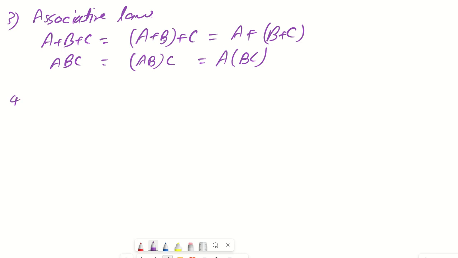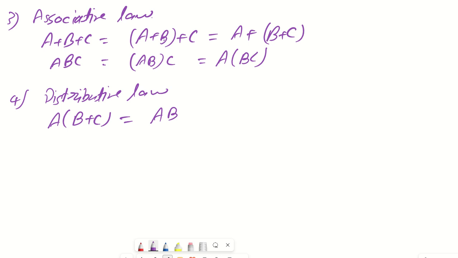The very important thing is the distributive law. In the distributive law, what is going to happen is, let us say A is multiplied with an expression of B plus C. So this can be equal to AB plus AC. So A will be multiplied with B as well as C, both.